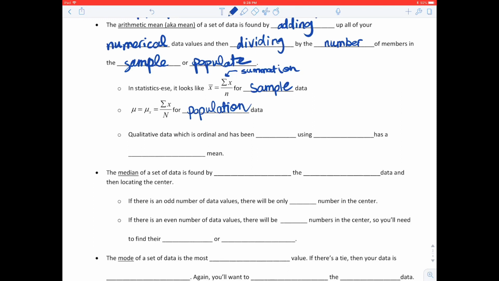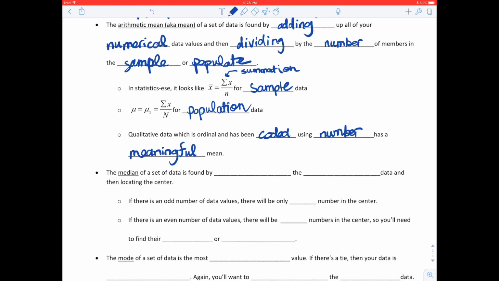Now qualitative data, which is ordinal, all right, can be ordered in some way, like the Likert scale, satisfaction data. So if it's been coded using numbers, right, and it's ordinal, it has a meaningful mean, right?